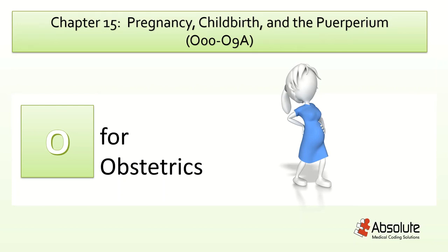Chapter 15. These codes begin with the letter O. Yes, O. And in this chapter 15, letter O chapter, you'll find a chapter on pregnancy, childbirth, and the puerperium. And the codes begin with O00 through O9A. All right, so when you think of chapter 15, the letter O is for obstetrics. Obstetrics. All right. I think some of you are getting this. Chapter 15. No, 16. Here we go.